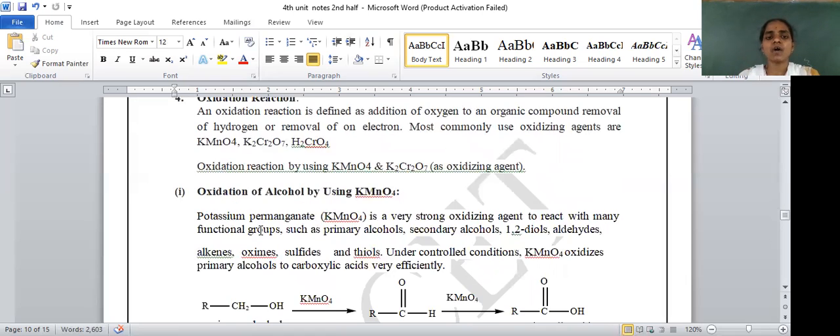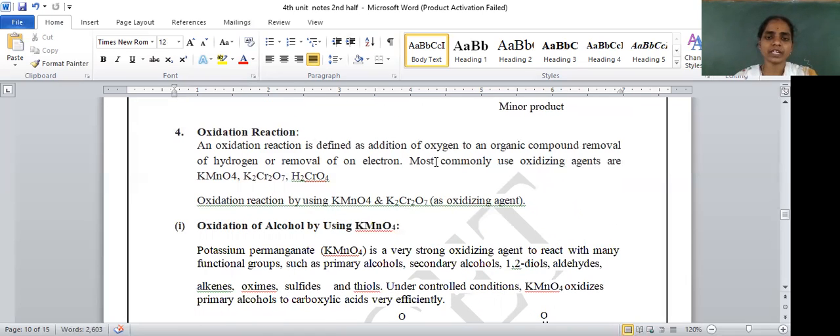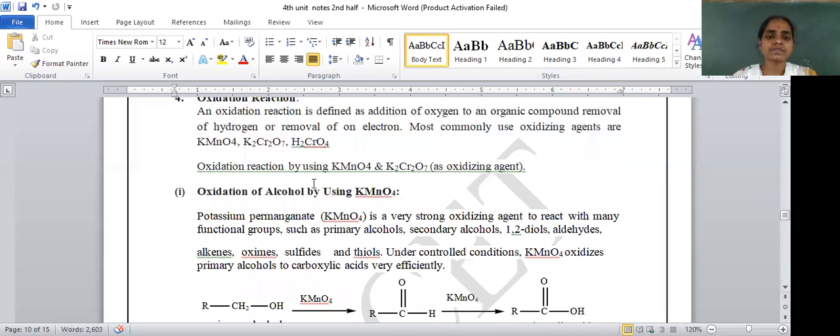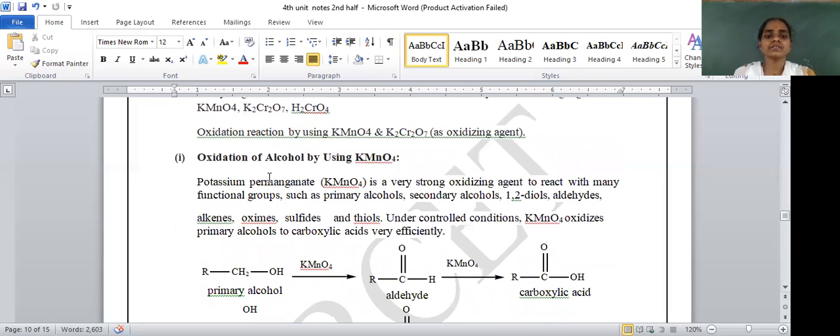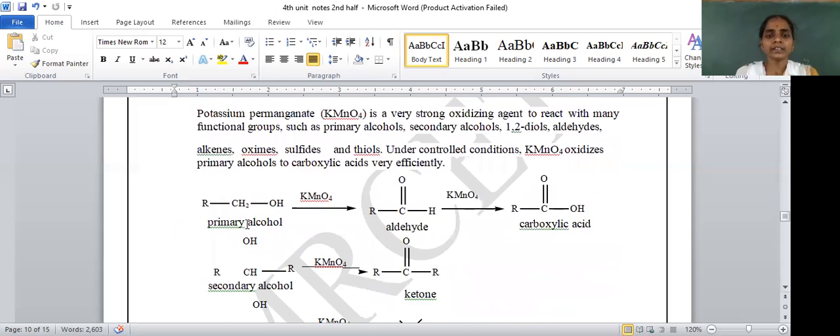And next we have the oxidation reaction. Oxidation reactions involve the addition of oxygen, removal of hydrogen, and removal of electrons. The best examples are potassium permanganate, potassium dichromate, and chromic acid. So how do the reactions take place in the presence of these? First we will see the oxidation of alcohols using potassium permanganate.